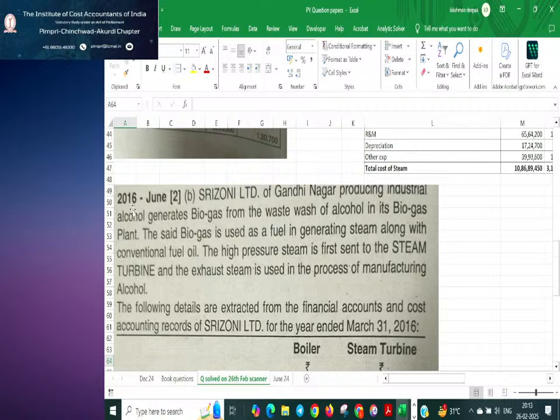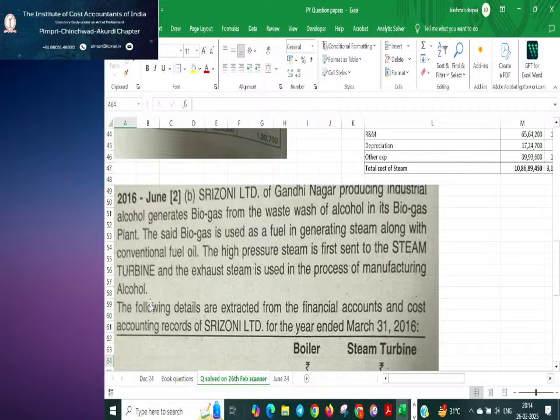Okay. So over here what they have told, the high pressure steam is first sent to the steam turbine and the exhaust steam is used in the process of manufacturing alcohol. See, always you have two categories of steam. One is high pressure steam, another one is exhaust steam. High pressure steam will go for generation of power because it has pressure in it. You need that pressure. You call it RPM, rotation per minute, for electricity generation.